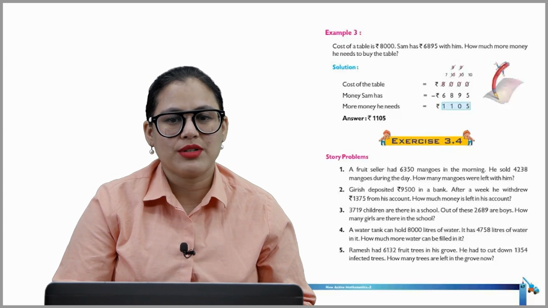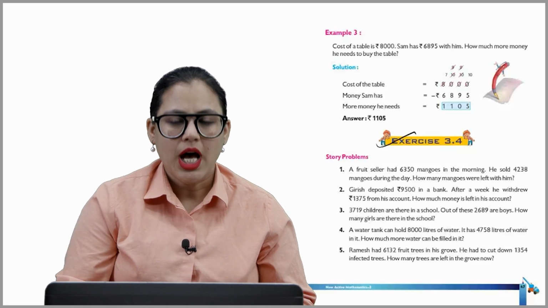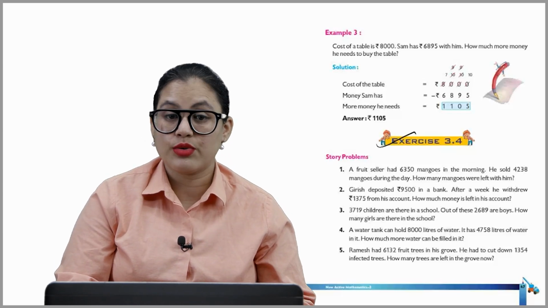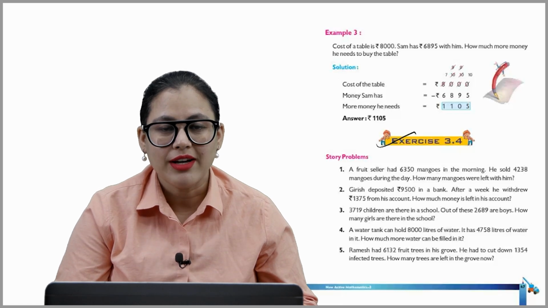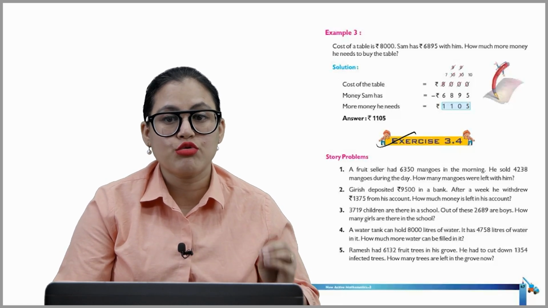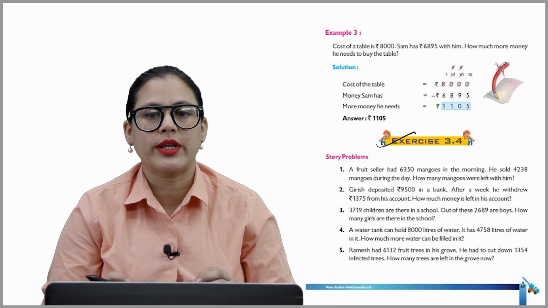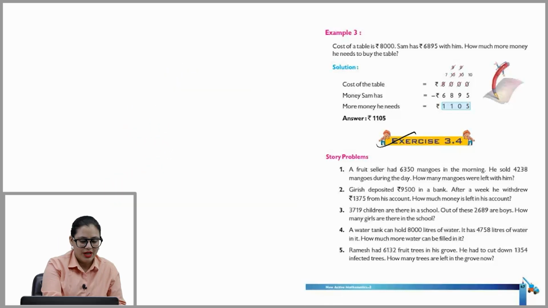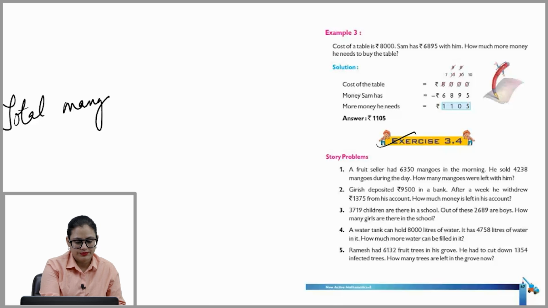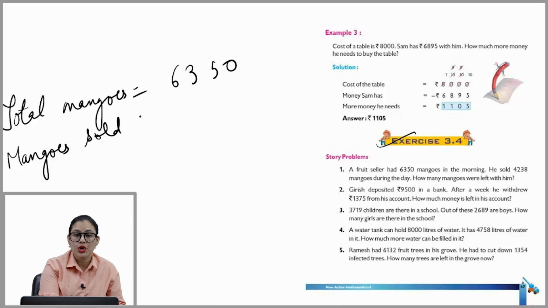Exercise 3.4. Story problems. A fruit seller had 6,350 mangoes in the morning. He sold 4,238 mangoes during the day. How many mangoes were left with him? See. Total mangoes 6,350. Okay. Mangoes sold. How much did the shopkeeper sell?